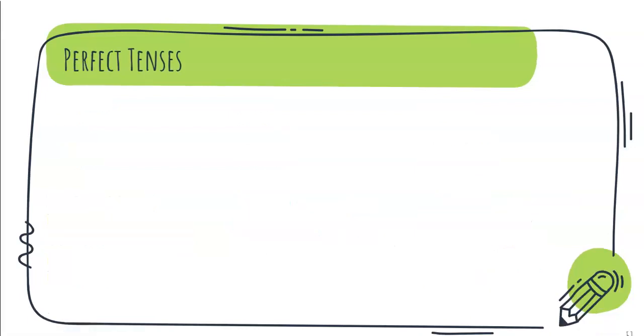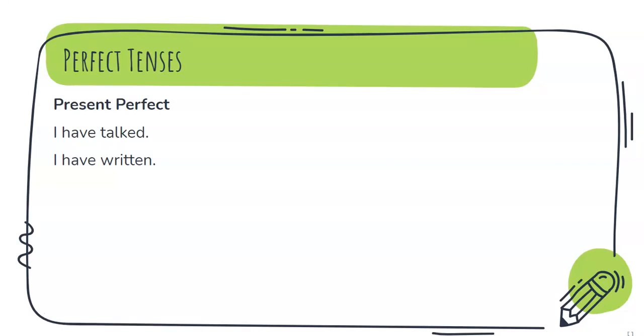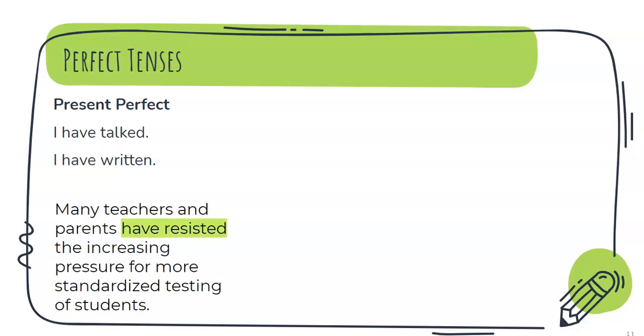Now let's take it a step further to perfect tenses, which describe finished action. The present perfect indicates actions that took place at unspecified times in the past, or that began in the past and continue into the present, or have relevance in the present, such as I have talked or I have written. You'll notice each perfect tense requires a helping verb. In the sentence, many teachers and parents have resisted the increasing pressure for more standardized testing of students, the present perfect verb is have resisted.